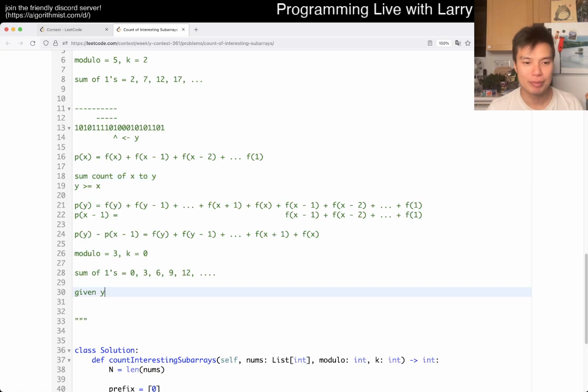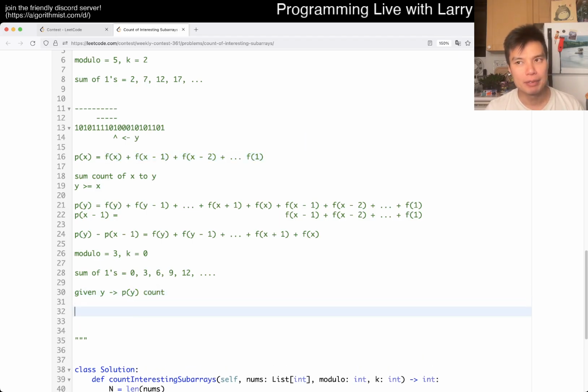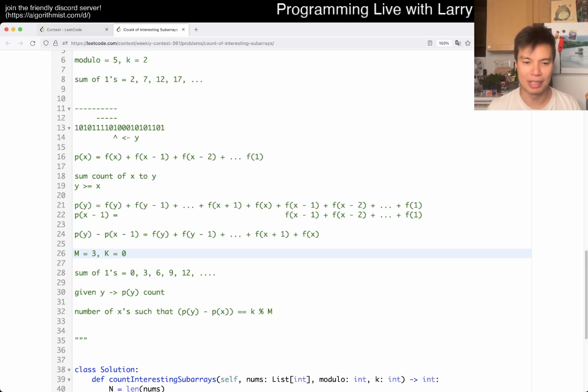So given y, we can look up p of y pretty quickly because we already did the math. We did prefix sum already. So this is the count. Now we're trying to find the number of x's such that p sub x, or maybe you could say x minus 1, either way, it's fine. We're trying to find the number of x's such that p of y minus p of x is equal to k mod, well, let's just call this m, because k modulo is a little bit weird. Make it uppercase. So that's basically what we're trying to do.